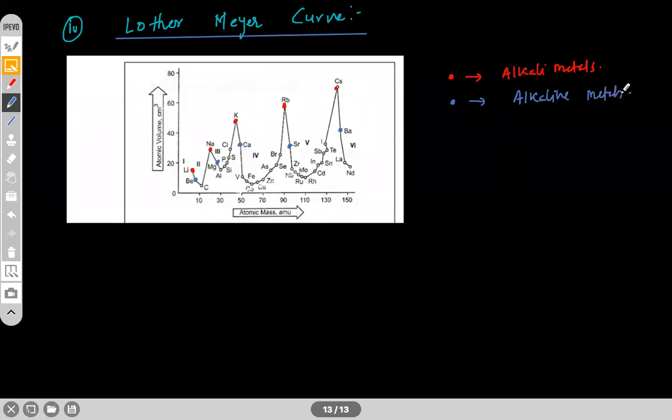Similarly, non-metals and metalloids are at the bottom of the curve. We have metalloids, cobalt, copper, zinc, and non-metals, fluorine, bromine here, sulfur here, zirconium here, iodine here. All these are at the bottom of the curve.